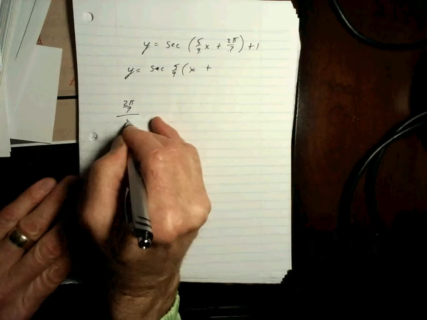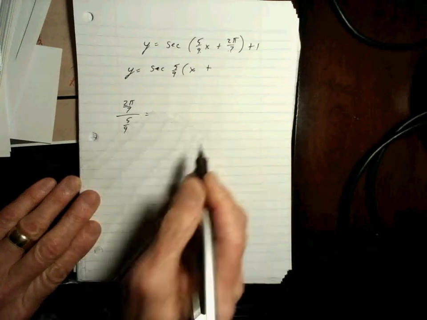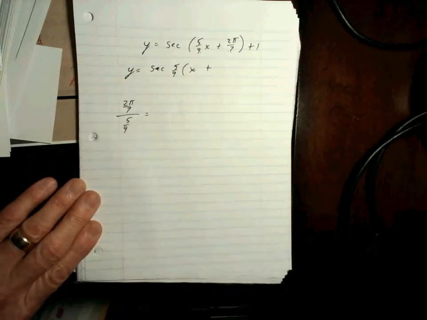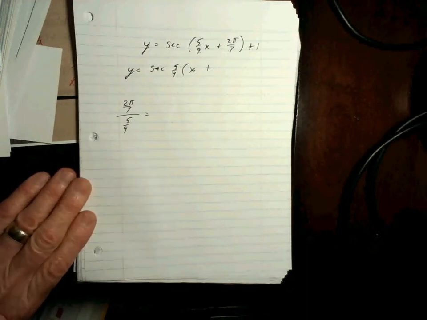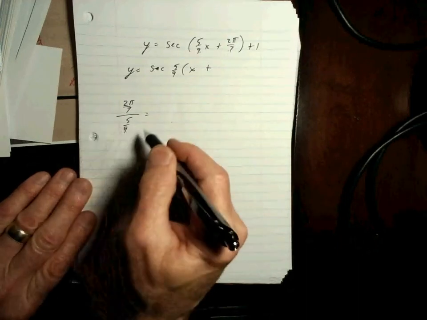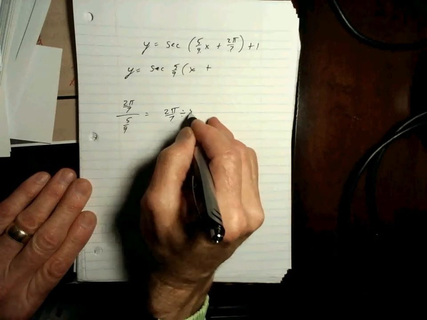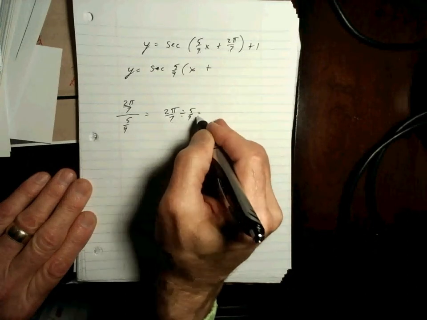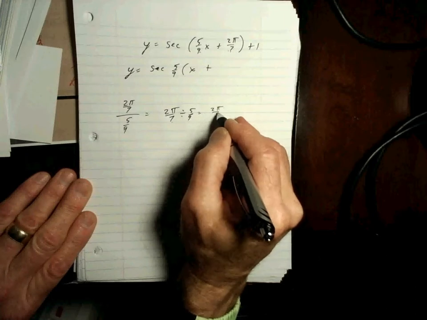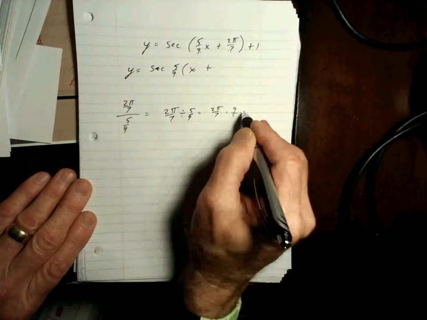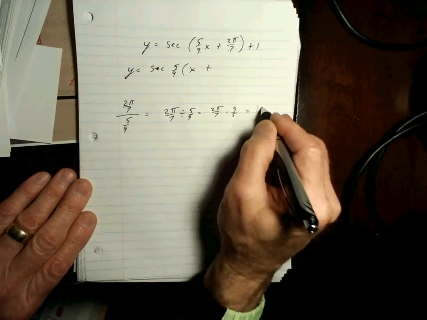So that would be my expression where I take the numerator, divide by the denominator. So this would be 2 pi over 7 divided by 5/9, which gives me 2 pi over 7 times 9 over 5, which looks like to me to be 18 pi over 35.